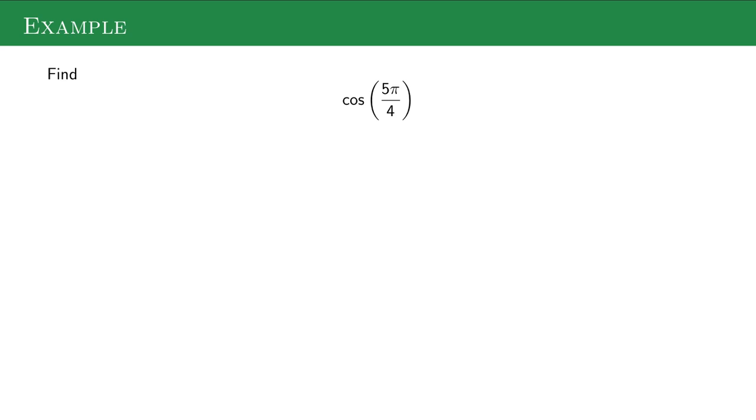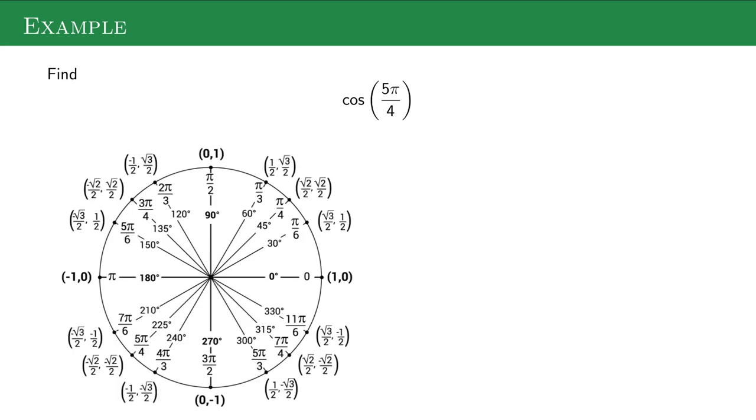All right, cosine of 5π/4. And we're going to pull up our unit circle or make a unit circle if we don't have access to one. Find the angle 5π/4. Cosine is the x value, negative square root of 2 over 2.